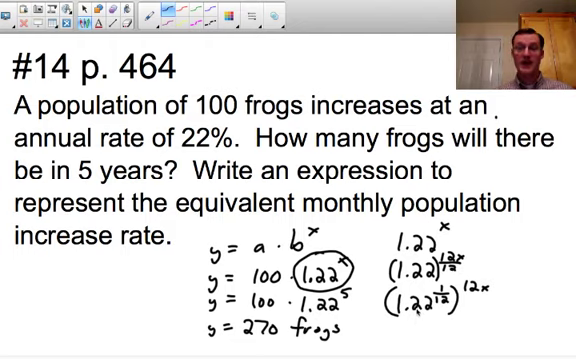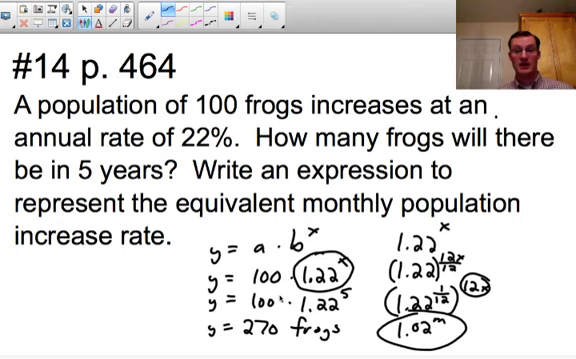Now you would need a calculator to evaluate this, to simplify that. You could think what number times itself 12 times is 1 and 22 hundredths. That's going to take quite a while. Instead we could just go through on a calculator, raise it to the 1/12th power, and that's going to give us 1 and 2 hundredths. Instead of saying 12x, we could just say to the m for month, and so that would be the second part. So there would be two parts to our answer.